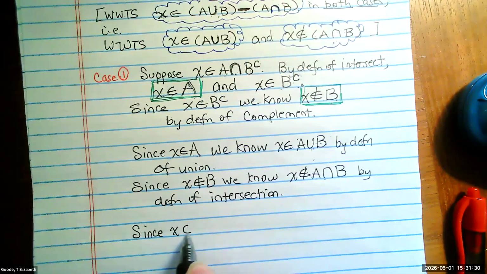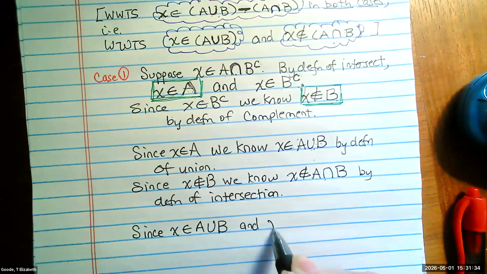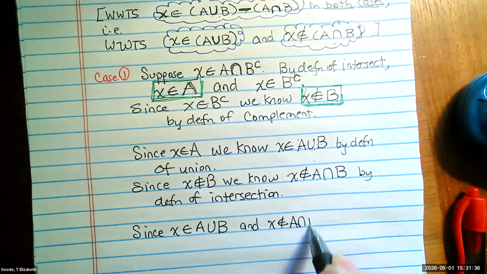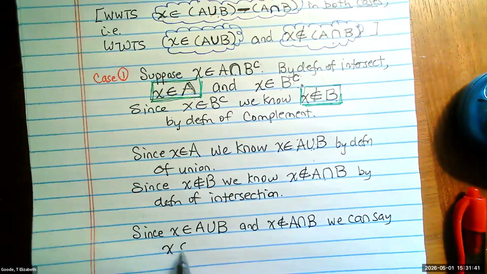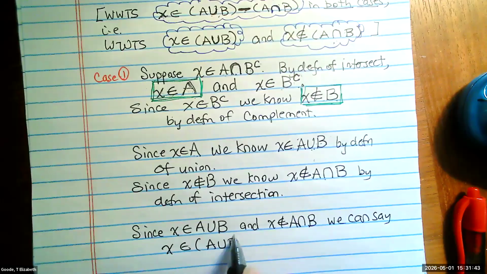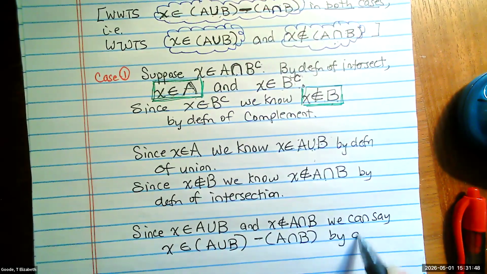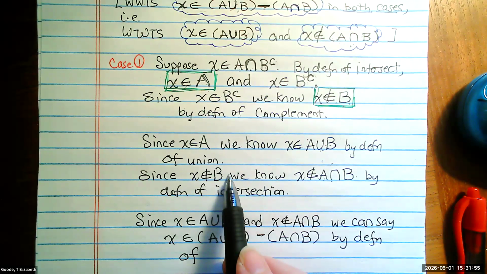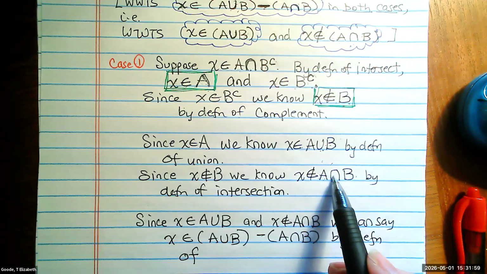Definition of intersection. Since X is an element of A union B and X is not an element of A intersect B, we can say X is an element of A union B minus A intersect B by definition of set difference. Is it both? It's not both. We already proved since it's not in B, it's not in both. We already showed that it's not in A intersect B.